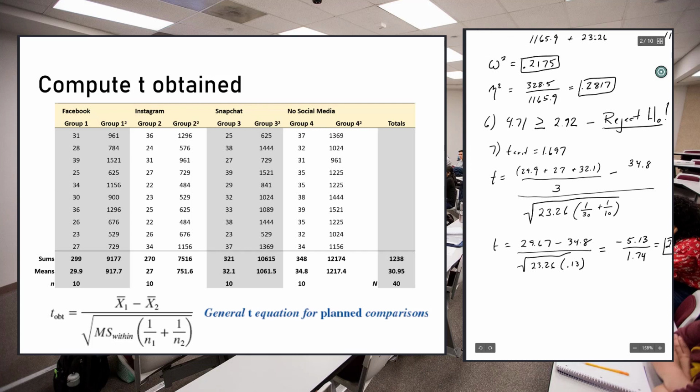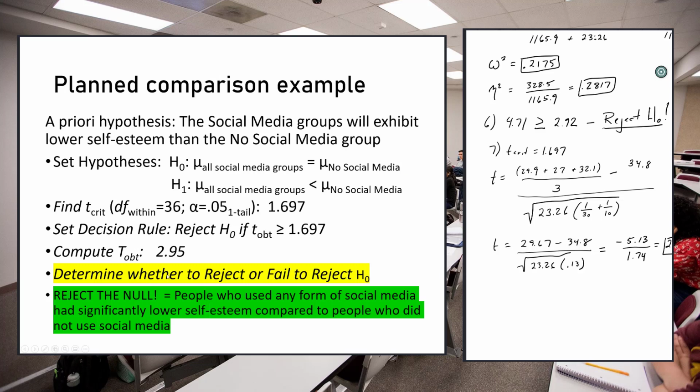We need to go back now and determine whether or not we reject or fail to reject. Well, we just compare. Is our t obtained value of 2.95 greater than 1.697? Yes, it is. So we reject the null hypothesis. And basically what this means is that people who used any form of social media had significantly lower self-esteem compared to people who did not use social media.